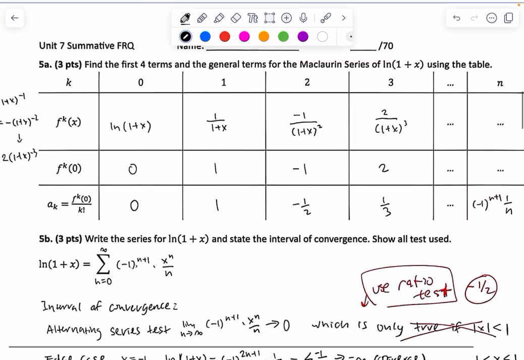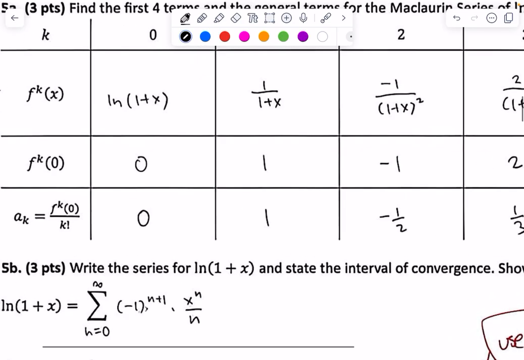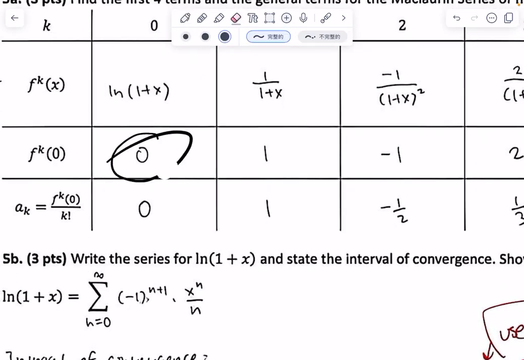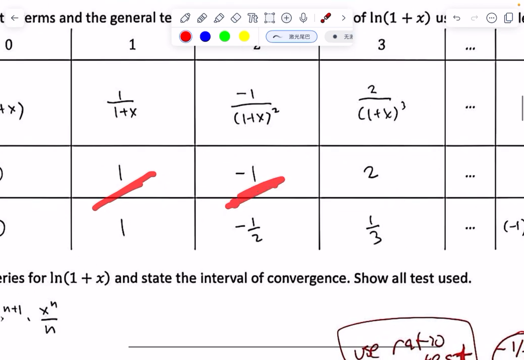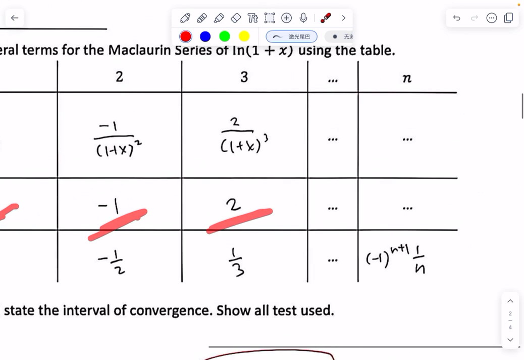And then when we evaluate the function at 0, this gives us ln 1, which is 0. This gives us 1 over 1 plus 0, which is 1. This gives us negative 1, 2, and so on.